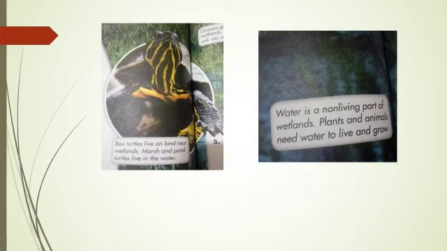The turtle is a living thing. The water is a non-living thing. Both are interacting together, so this is what we call ecosystem. In the second picture we can see water is a non-living part of wetlands. Plants and animals need water to live and grow. Here, living and non-living parts, water, non-living, plants and animals are living things interacting together to live and grow.